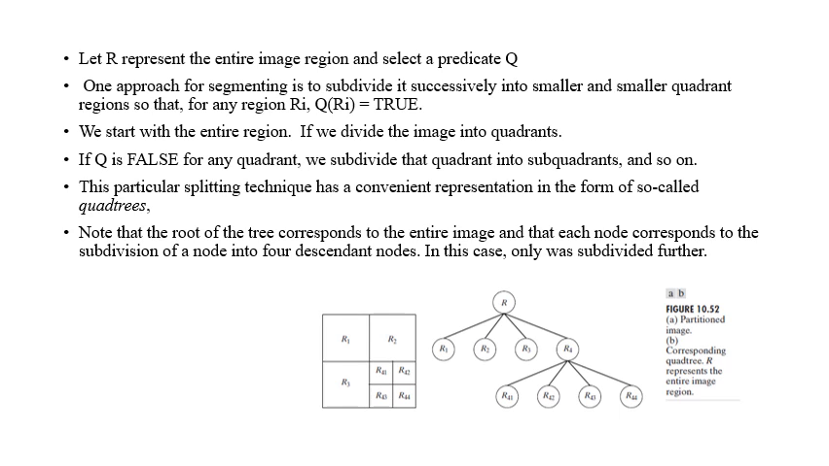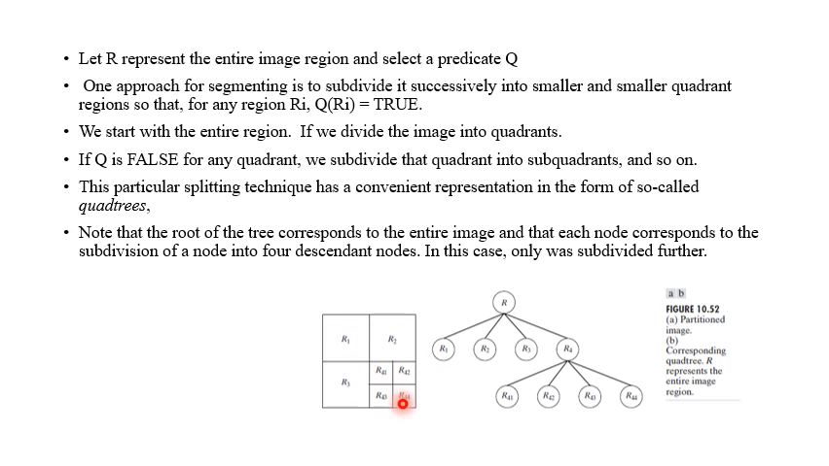Let R represent the entire image, and we will select some predicate, based on which we will go for splitting or merging. So first, we will successively subdivide into smaller quadrants. By quadrants we mean a section of 4. What you can see here is an image of the same. We took an image and divided it initially into 4 regions. You can see that there are 4 regions.